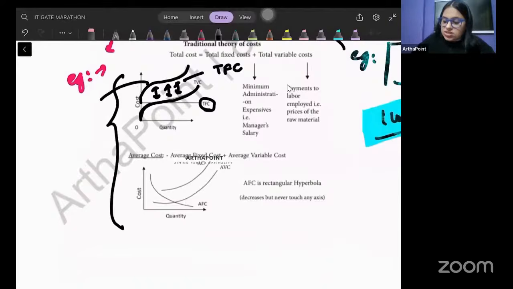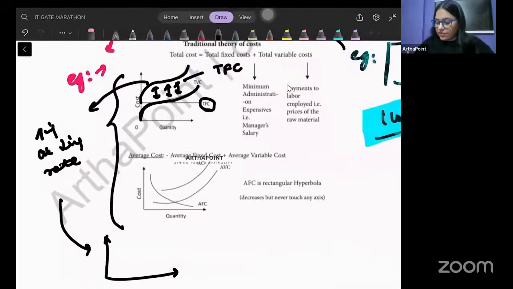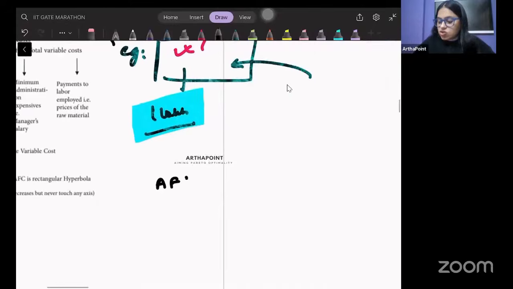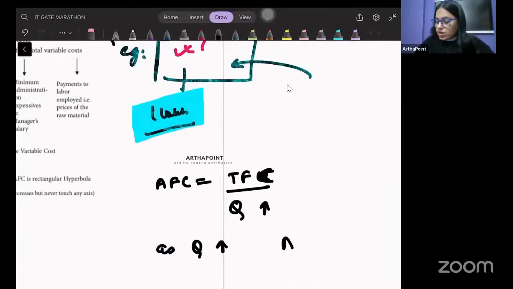When these costs are increasing at decreasing rate, then during that period, your average cost is decreasing. When they are increasing at increasing rate, then your average cost is increasing. So your average cost is U-shaped. Average variable cost is U-shaped. Your average fixed cost is downward sloping. Why? Because your average fixed cost is total fixed cost divided by output. So as your output will increase, your AFC will decrease, right?